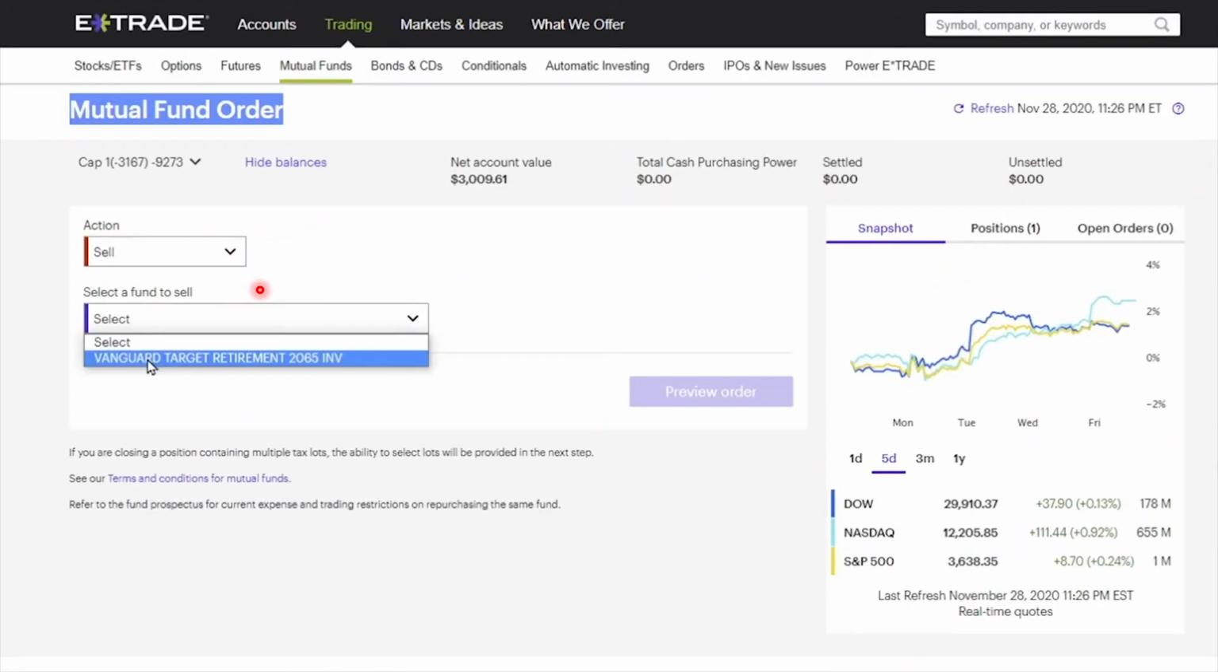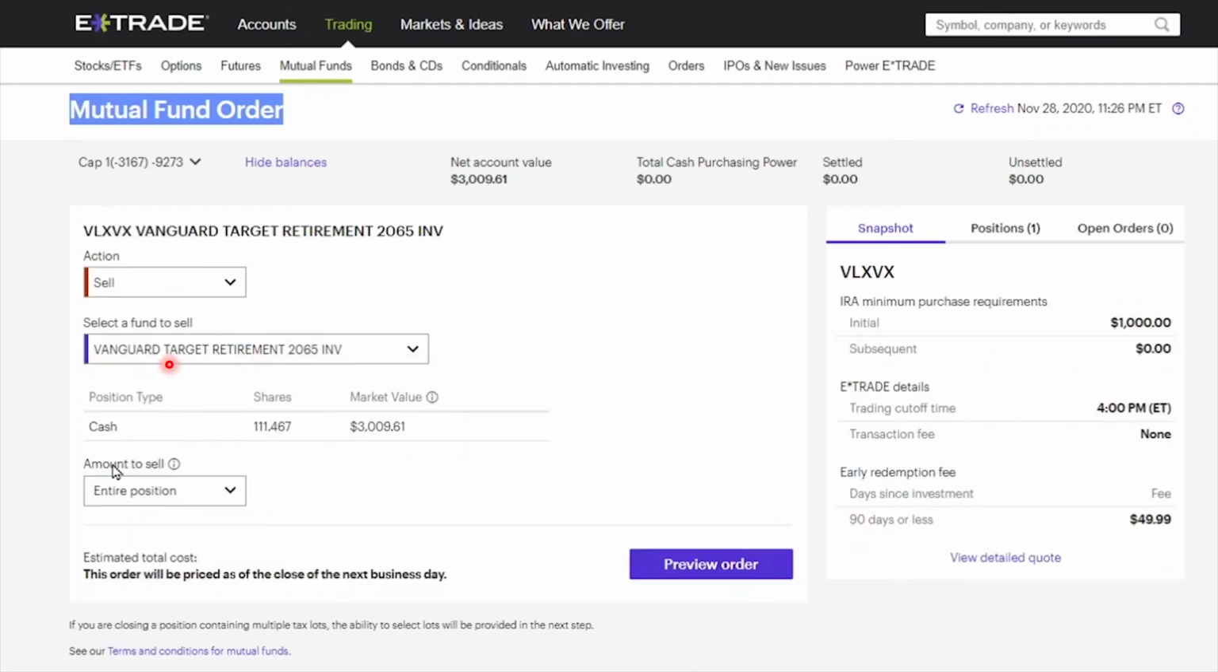So you can choose a fund to sell, say Vanguard, this one right here. You can sell the entire position if you would like to do so as well. Just preview the order and go through with it.